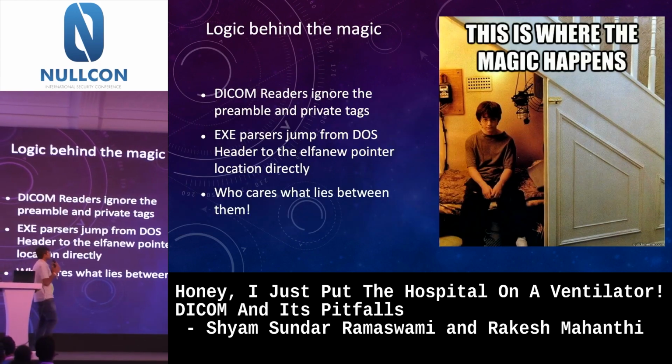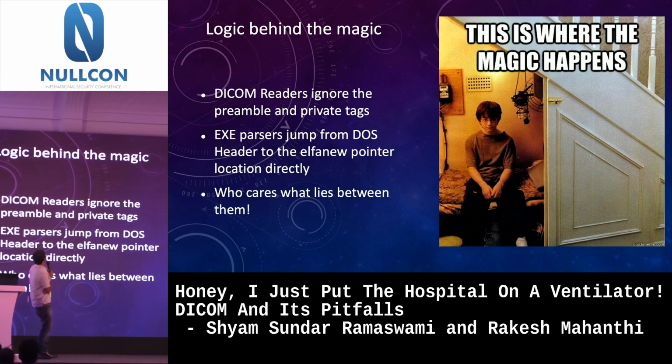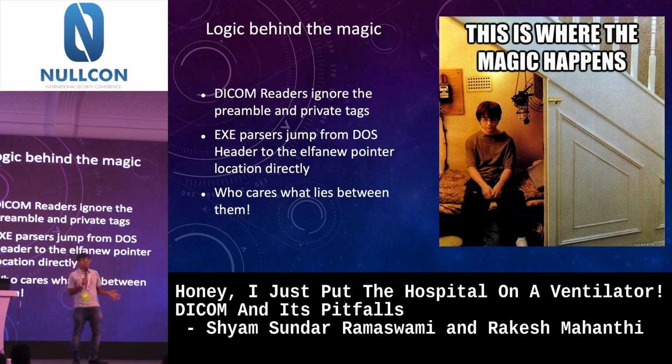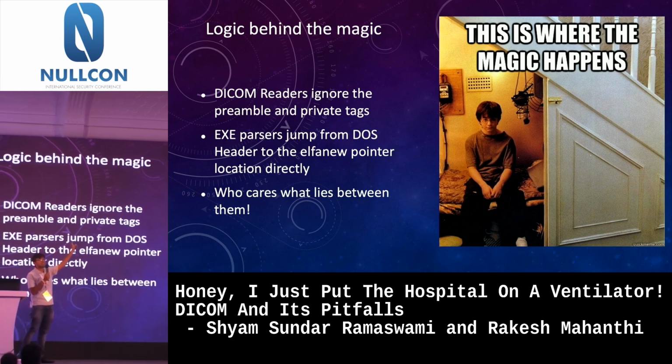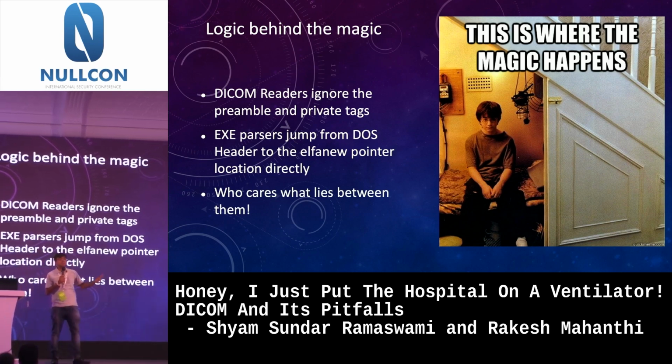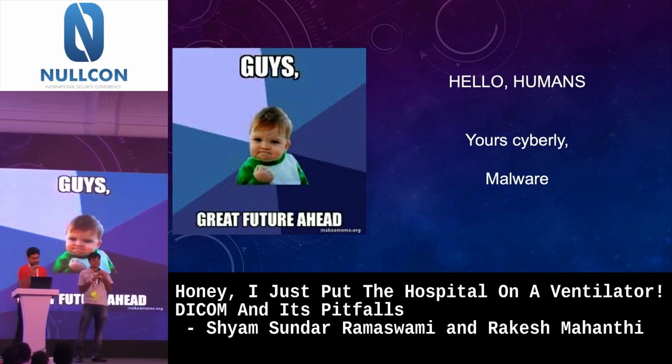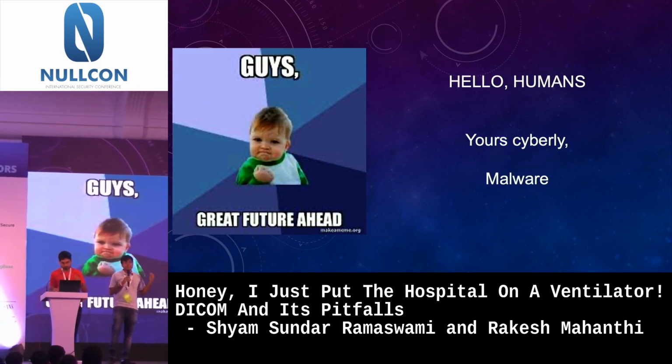So the good part is, DICOM readers don't care about what is in the preamble and what is in the private tags. They just ignore that information. And as you know, exes directly jump to the PE header from the DOS header without caring at all about the stuff in between. So in that sense, it is fooling both the exe interpreter and also the DICOM reader. So that's the logic. And moving on, I'll hand it over to Shyam, who will explain the future scope of attacks which can be done by exploiting this design flaw in DICOM files.